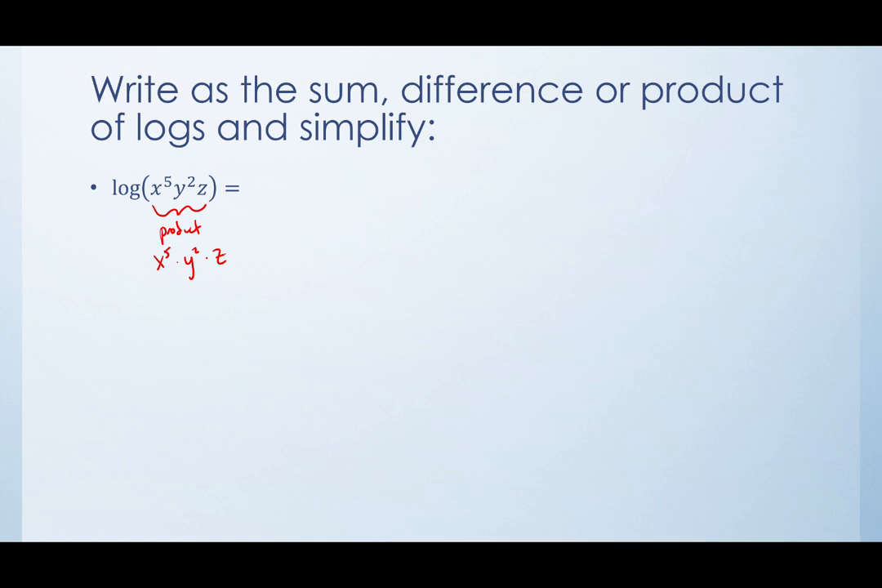Now the product rule, we only did, we'll write it over here, right? Log of mn was equal to log m plus log n. And you can extrapolate that to 3 parts, but let's just go ahead and do it multiple times, right? Because we can say, okay, this is x to the 5th times y squared times z. So that would be log of x to the 5th plus log of y squared z.